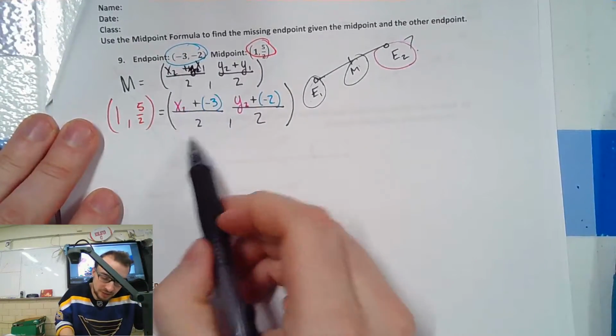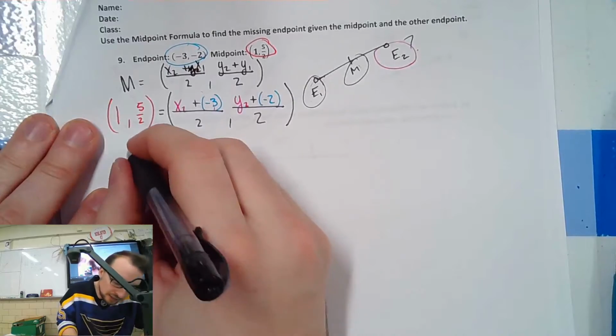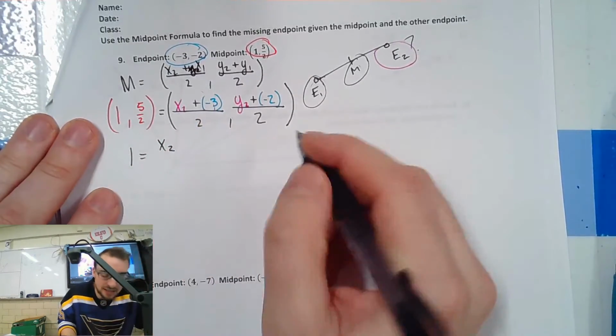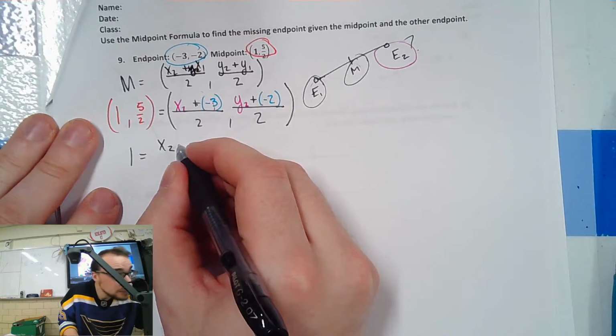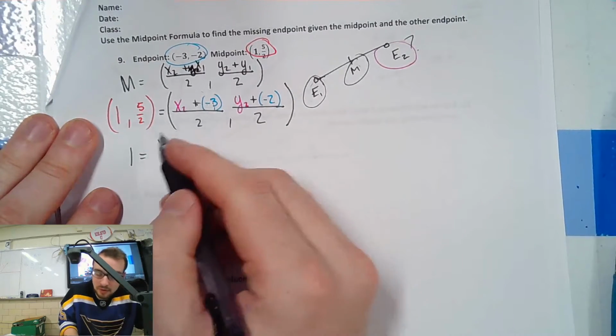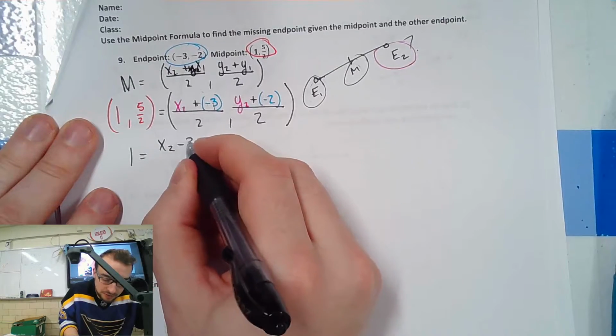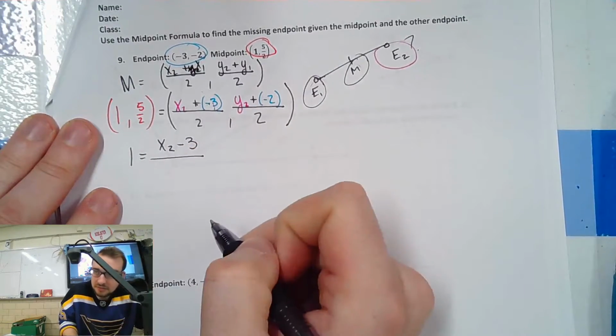I know this part right here should equal 1, so I'm going to write that. Instead of writing x2 plus a -3, what could I write? Instead of plus -3, what would I write? -3, right? Positive and negative stays negative.